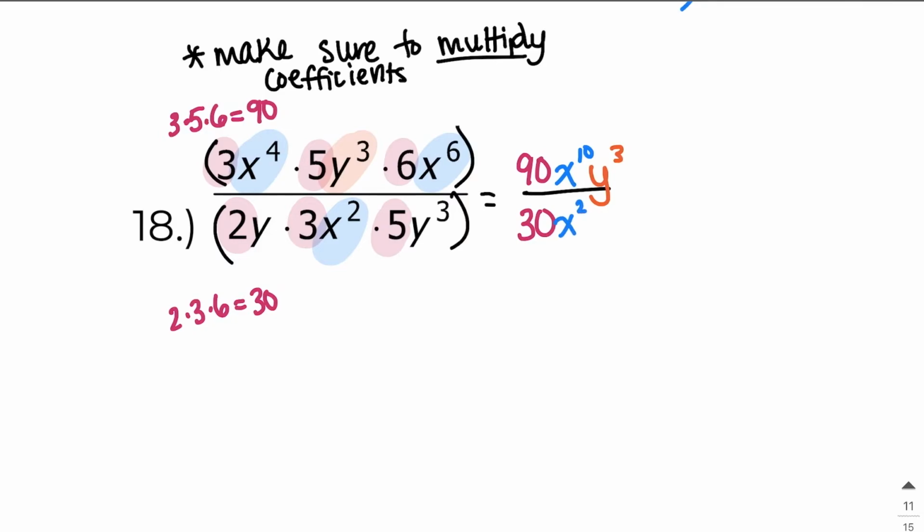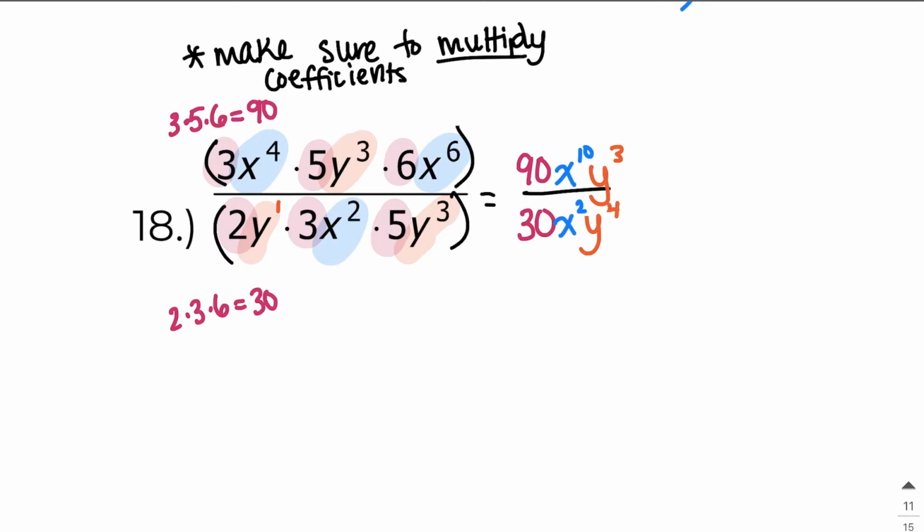And then I also have y's. And here I've got y and y to the power of 3. And just a reminder, if I have y, this means y to the power of 1. So right here, if I've got y to the power of 1 and y to the power of 3, 1 plus 3 is 4, so I get y to the power of 4.